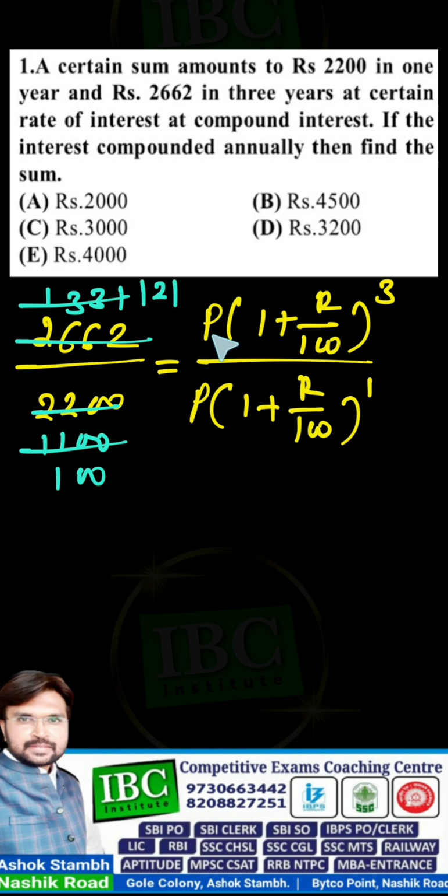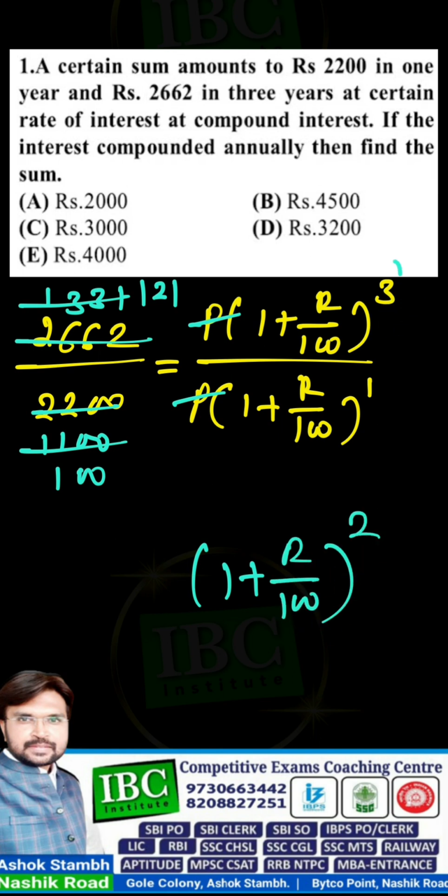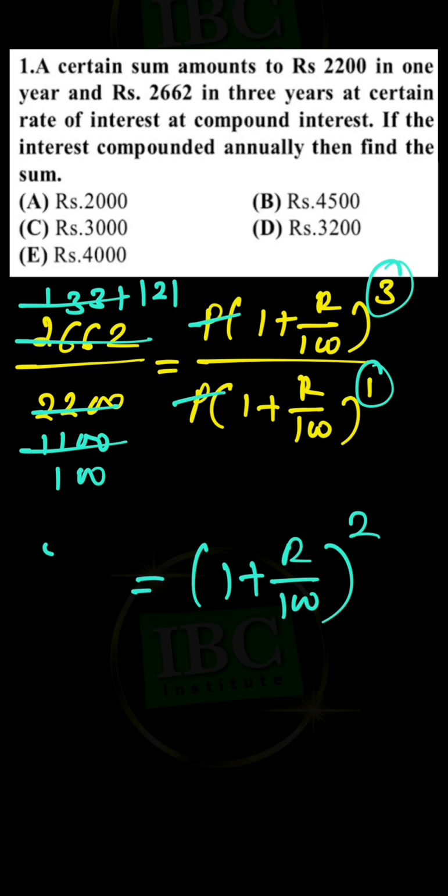So here P will get cancelled, and by using the rule of indices, you will get the value (1 plus r divided by 100) power 2. Here the indices will be subtracted. So you will get 121 divided by 100 is equal to what I have written here. To remove that square, we have to take the square root on the other side.